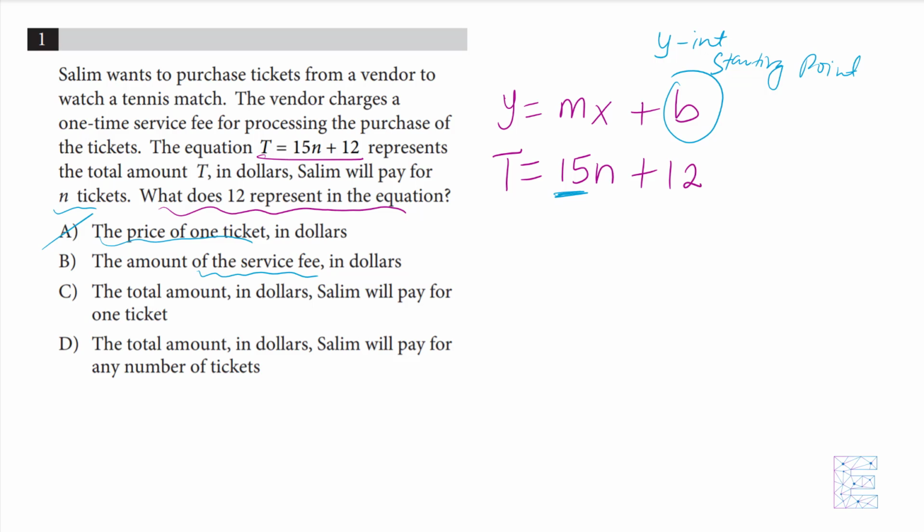The total amount in dollars Salim will pay for one ticket. It's not true either. The price of one ticket, again, is $15. The total amount in dollars Salim will pay for any number of tickets, which is not true. So it's actually the amount of the service fee in dollars. You do pay a one-time service fee. So you have to pay the $12 and then $15 per ticket. That gives you the total price. So B would be the answer to that.